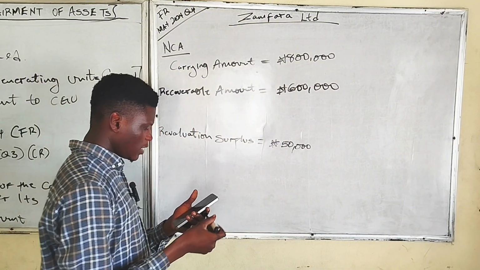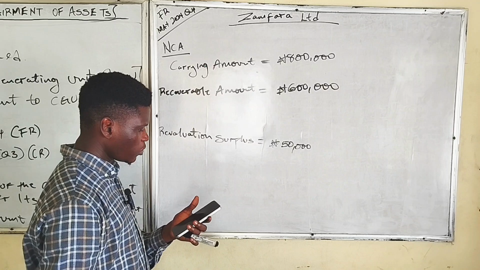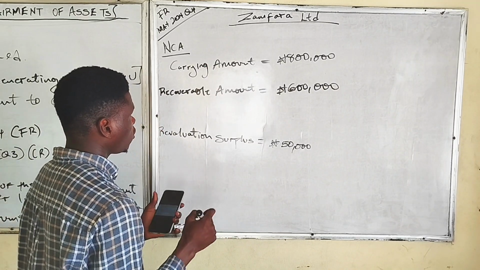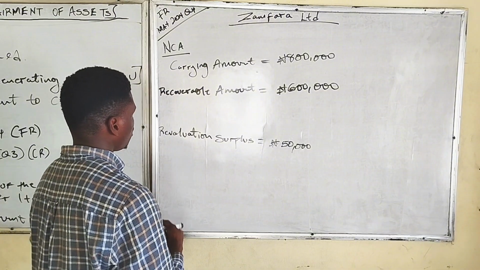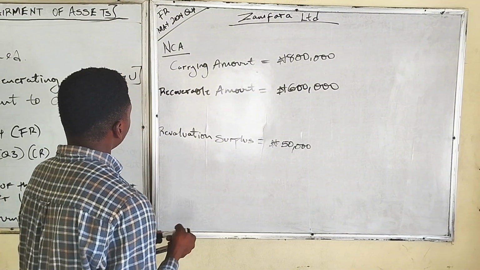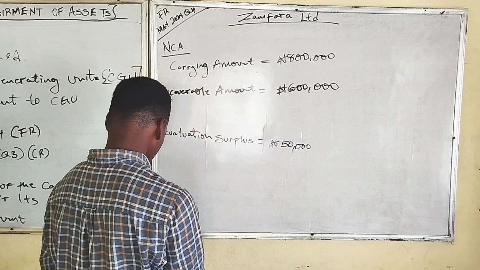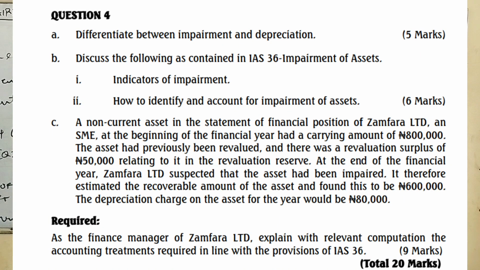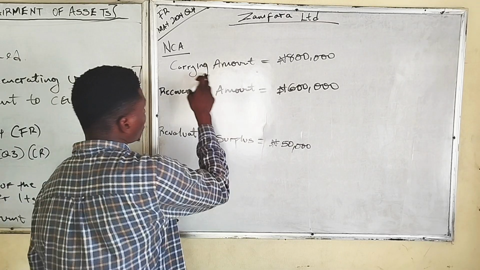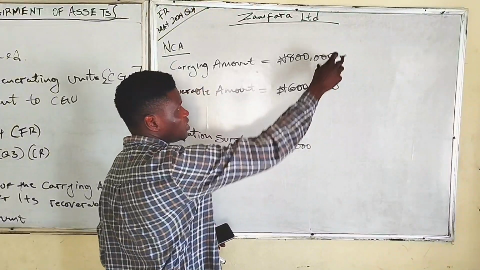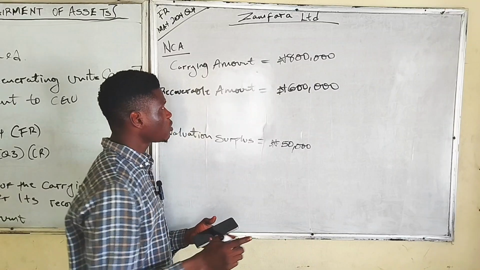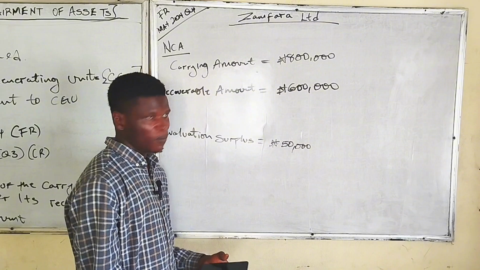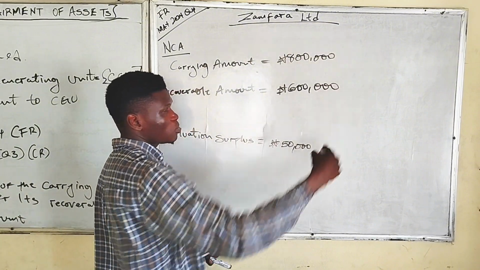They now went further and said the depreciation charged on the asset for the year. Remember, this carrying amount is at the beginning. They said at the beginning, a non-current asset in the statement of financial position at the beginning. So this carrying amount is at the beginning, not at the end of the period. Please take note, this 800,000 is not at the end. It is before the depreciation for the year. So this 800,000 is still to be subjected to depreciation.